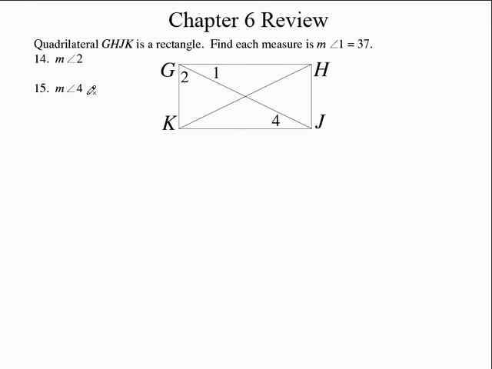Okay, we're going to do a little more with rectangles. It's a little bit different, but not a whole lot. Not as much algebra in this. So they say solve for angle 2 and 4, and they tell you what angle 1 is equal to. So angle 1 right here is 37 degrees.